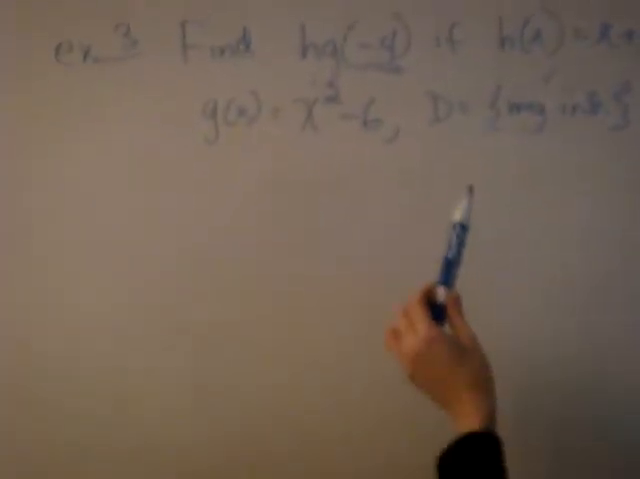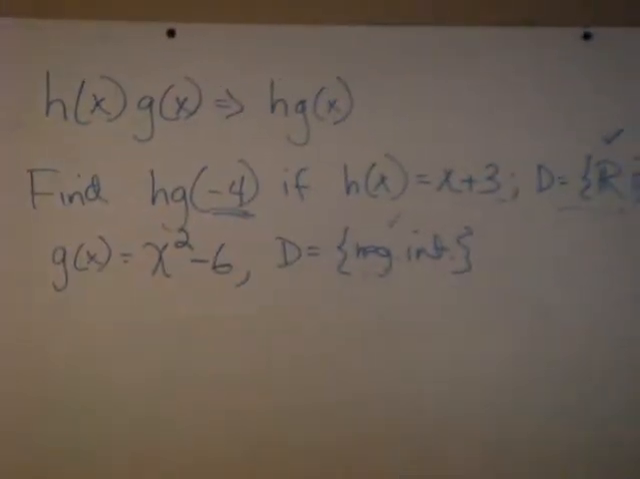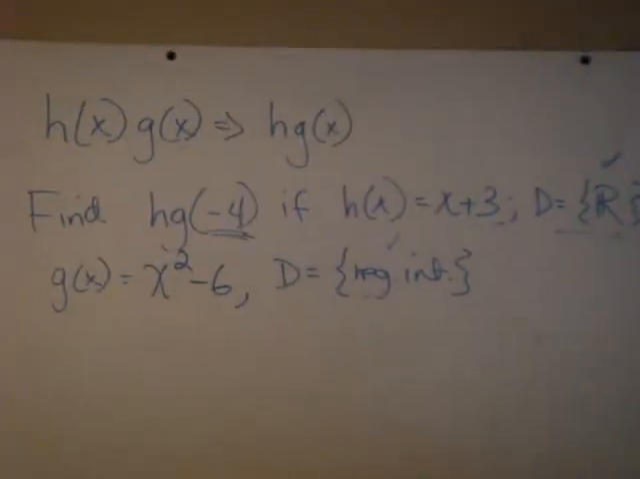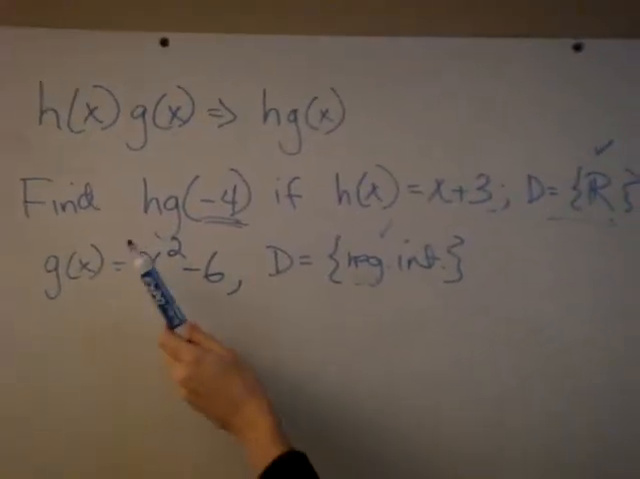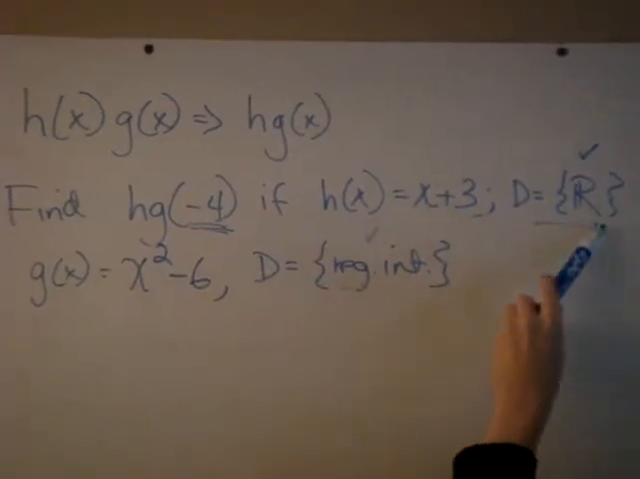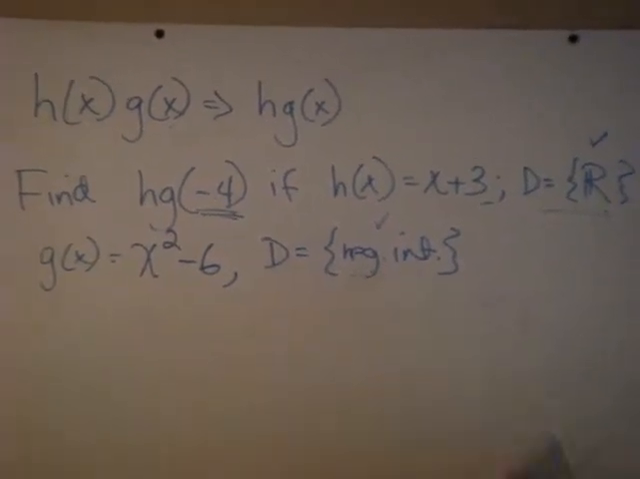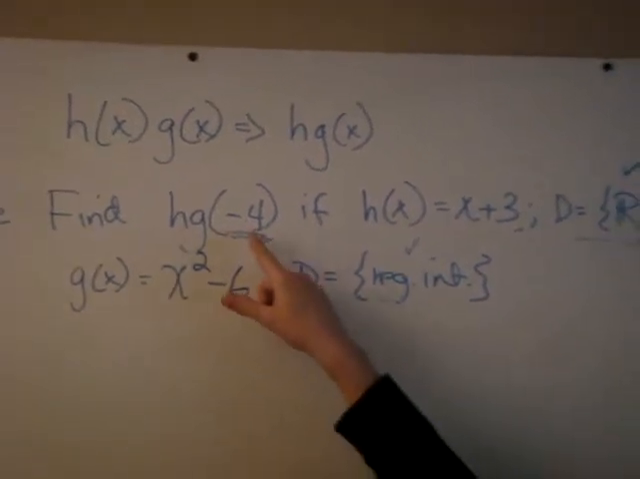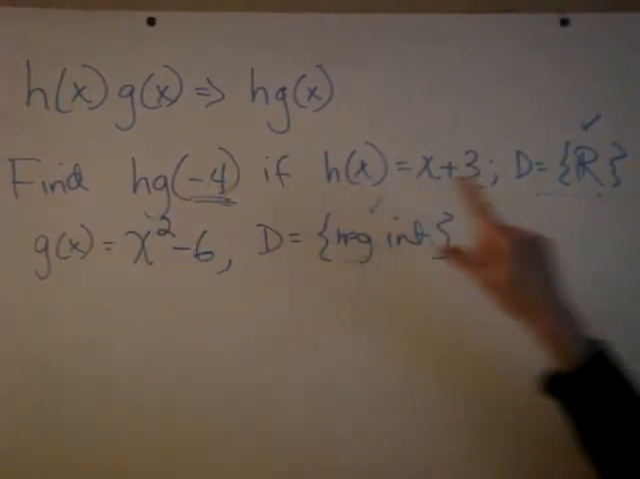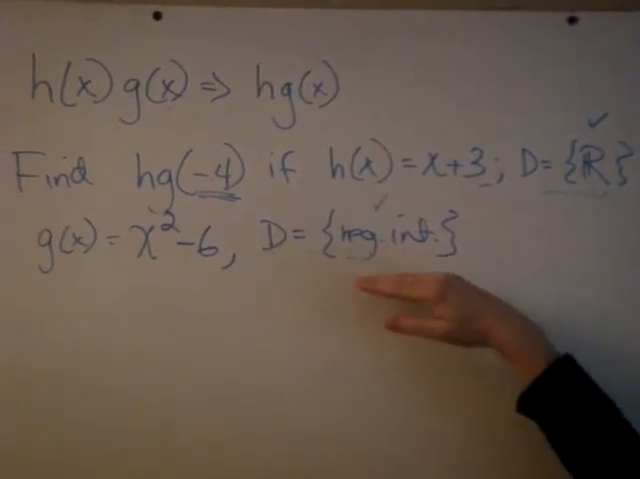You can either multiply your two functions together and then evaluate, or you can evaluate each function and multiply your answers together. So this one says find h times g of negative 4 if h of x is x plus 3, domains are the reals, and g of x is x squared minus 6, and the domains are the negative integers. So they want us to evaluate h times g when it is negative 4. Negative 4 is a real number. Negative 4 is a negative integer, so we can use it.